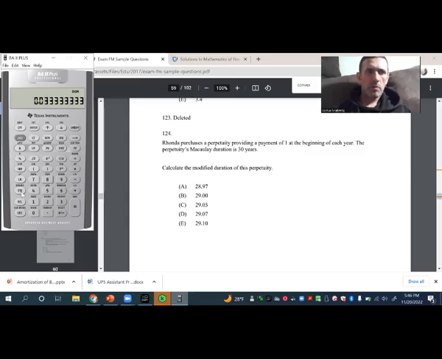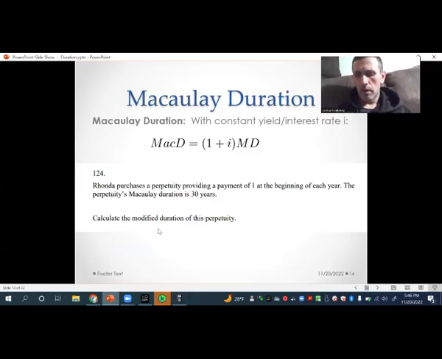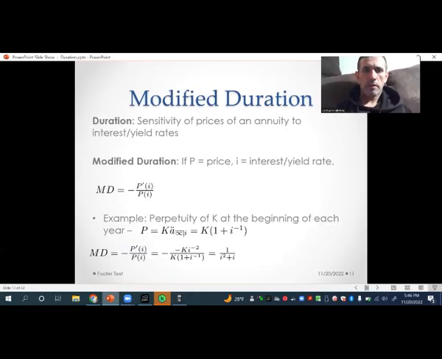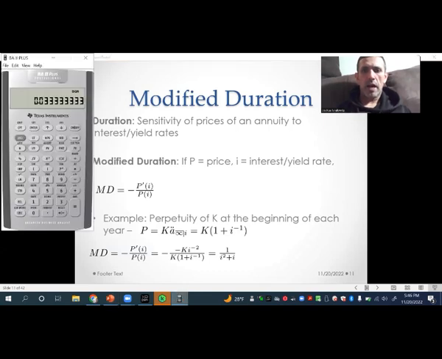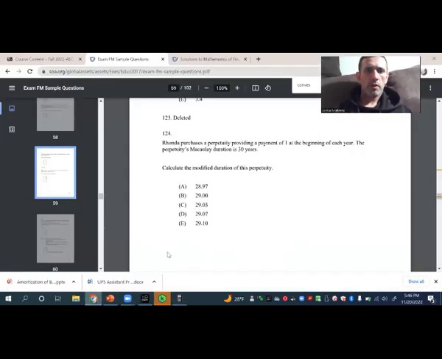Right. So I'm going to store that in the one spot. So I'm not going to go back to the calculator because I have I, and all this is asking for is a modified duration. So I'm just going to take this, which is I plus I squared, and then take 1 over, and we get 29.03, which is right here, 29.03. So yeah, very straightforward problem.